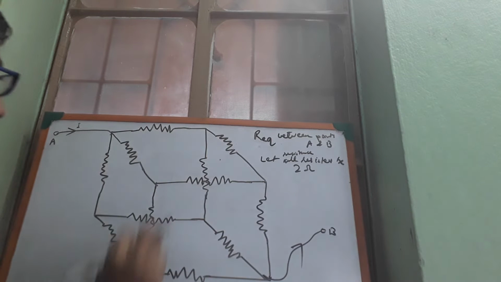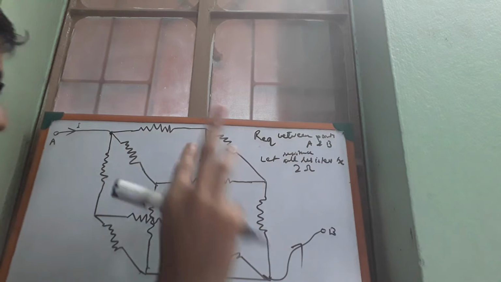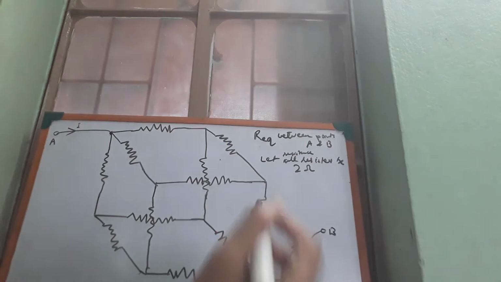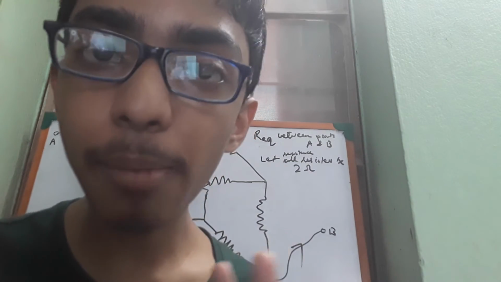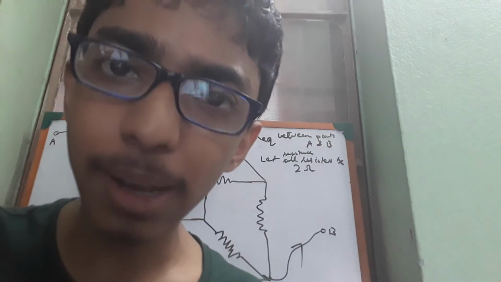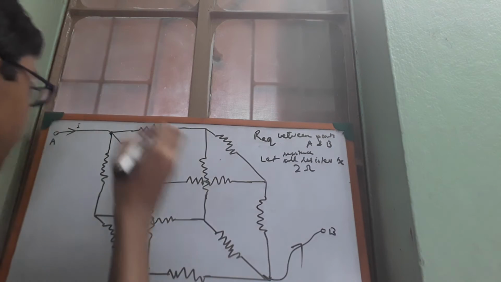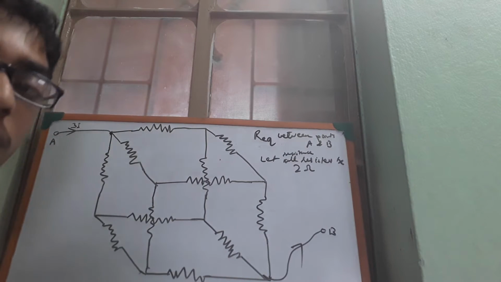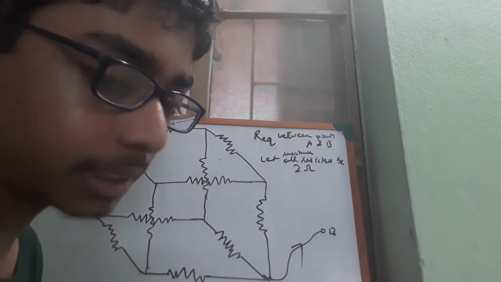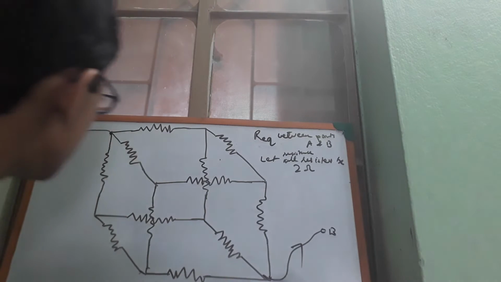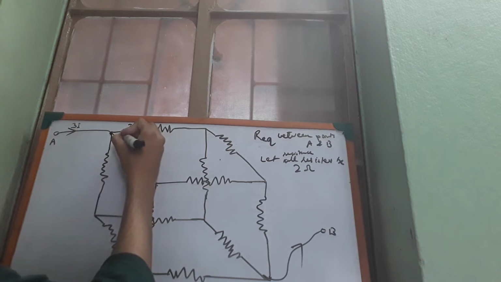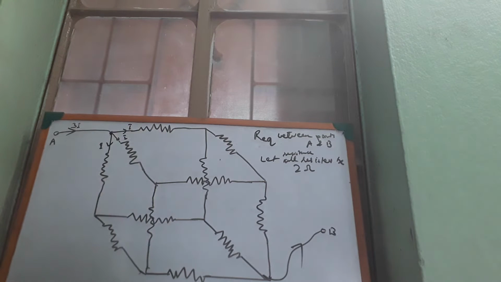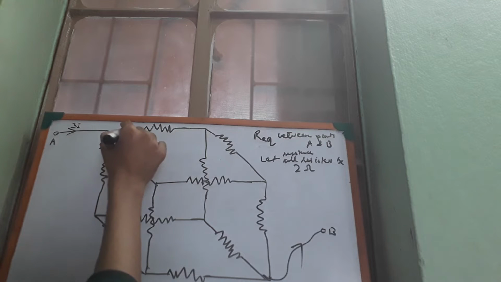As they are equal, suppose the current stops here at this junction. It has 3 paths to go, and all the paths have equal resistances. So it will divide itself into 3 equal parts: I by 3, I by 3, I by 3. But it's a bit problematic to write I by 3, so we assume the total current to be 3I. You can also take I by 3, but that will give the same answer. So 3I over 3 is just I, this will again become I, this will again become I. Now consider this amount of current I, it is going on here.